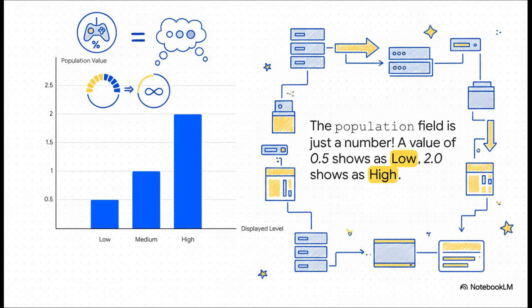The Game World server itself periodically reports its player count back to the database, which then updates a field called population. This number is basically a float that represents the ratio of current players to the server's maximum capacity. So a value around 0.5 shows up as low, 1.0 is medium, and 2.0 is high. So even this live dynamic data is elegantly boiled down into a single simple number.